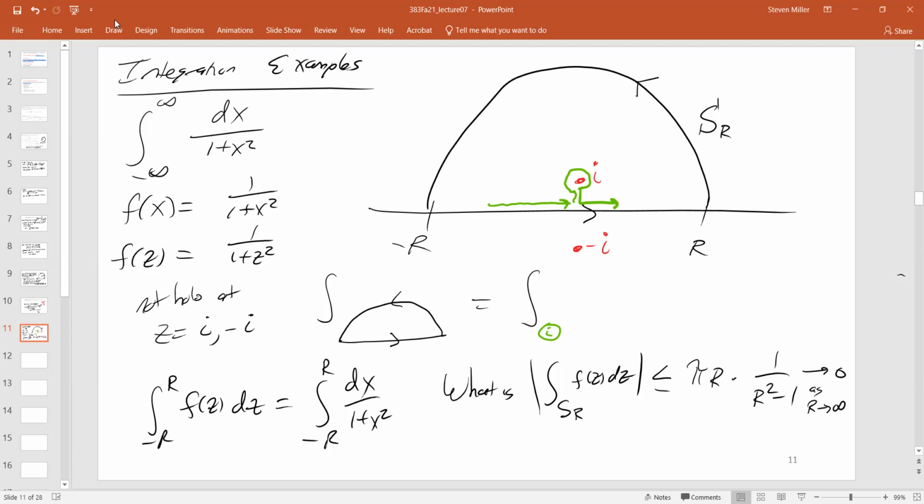Because I've got r in the numerator and I've got r squared minus 1 in the denominator, the denominator kills it. Well, no, we're doing absolute value, right? I'm looking at the absolute value of the integral. It's at most the length of the curve times the largest value of the integrand. And so we know that part goes to 0. So it basically says the integral of this is just equal to the integral along I.